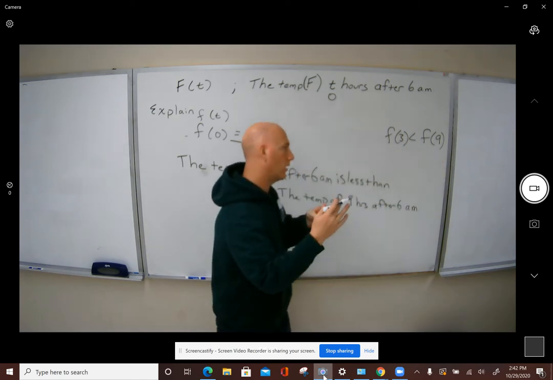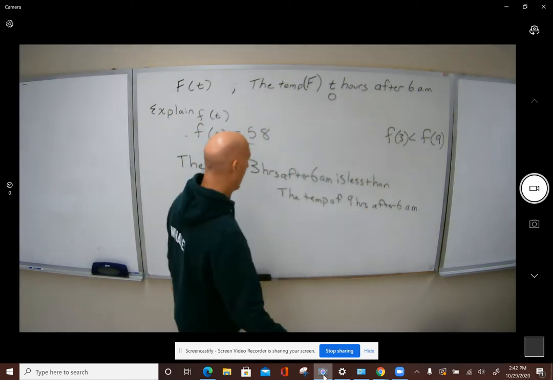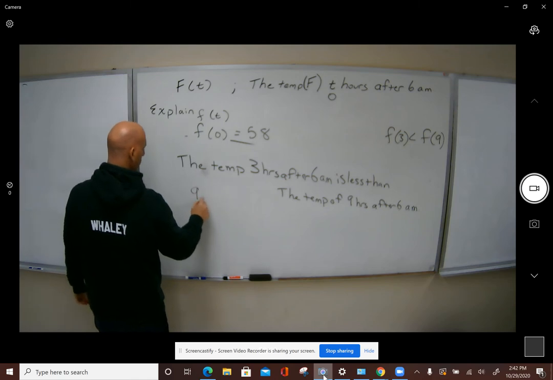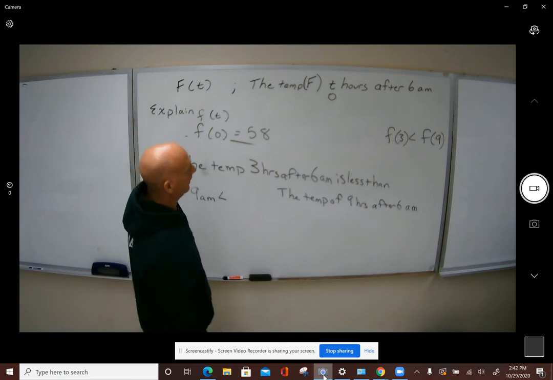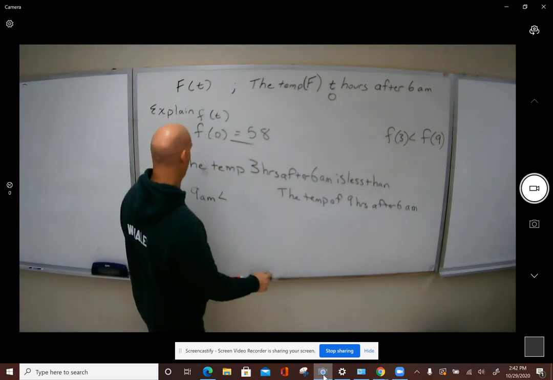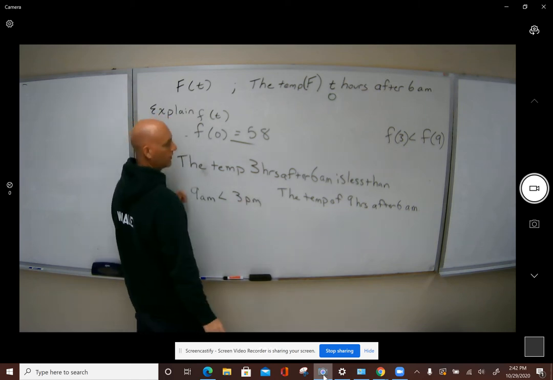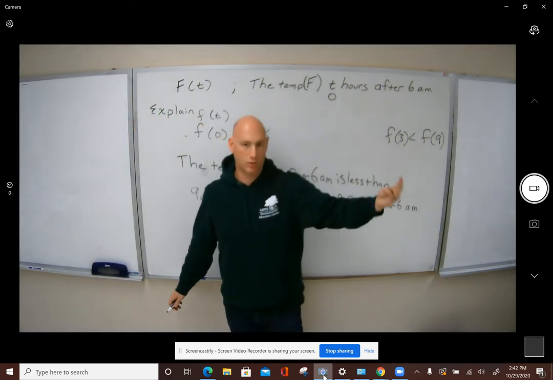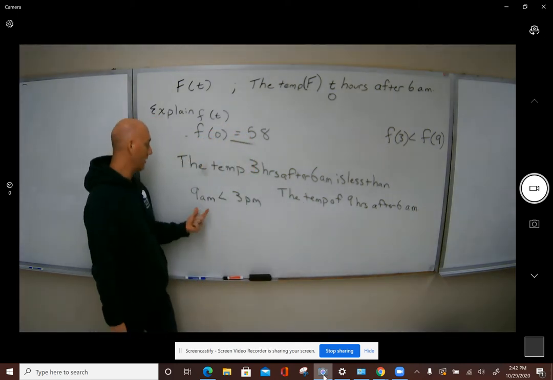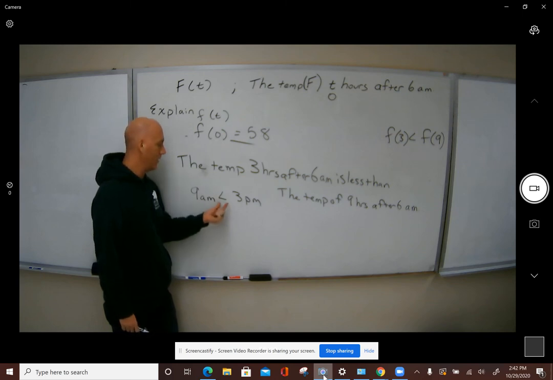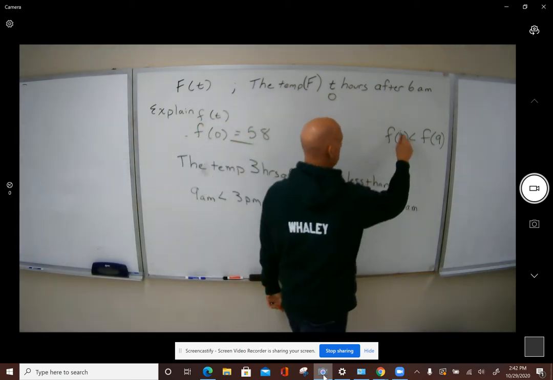But now let's just put it into actual time. 3 hours after 6 a.m. would be 9 a.m. So 9 a.m. is less than, and let's see what 9 would be. 9 hours after 6 in the morning is 3 p.m. So the temp at 9 a.m. is less than the temp at 3 p.m. So in other words, if the temp here is less than the temp here, all we're saying is it was colder at 9 a.m. than it was at 3 p.m. That's all this means.